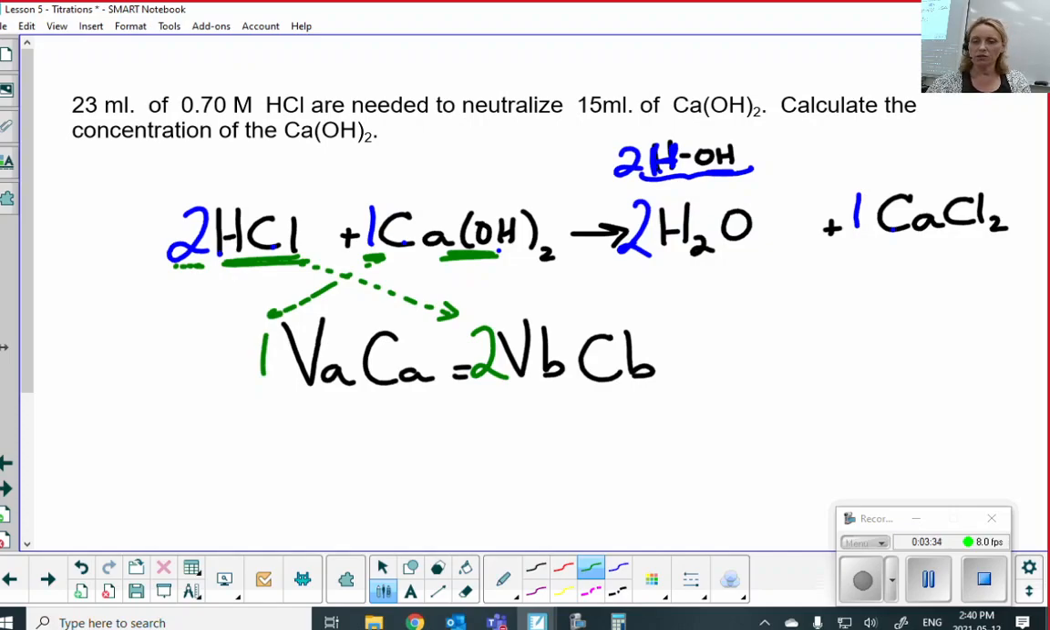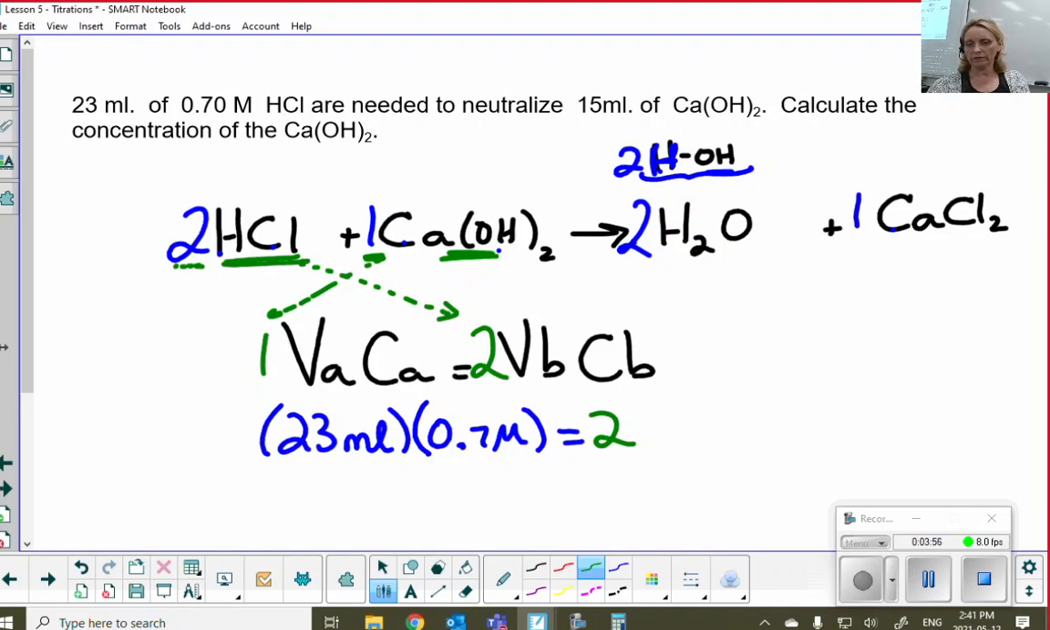We can now substitute into the equation with the numbers from the problem. We can see the volume of the acid was 23 mL. The concentration of the acid was given to us as 0.7 molar. Keeping the 2 on the other side, the volume of the base used was only 15 mL, making sure that we have the same units on both the left and right side of the equal sign, and the concentration of the base is unknown.